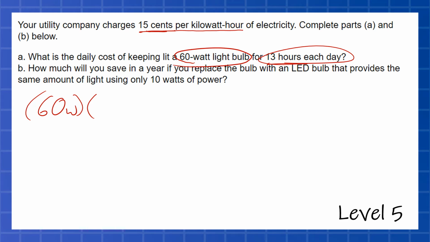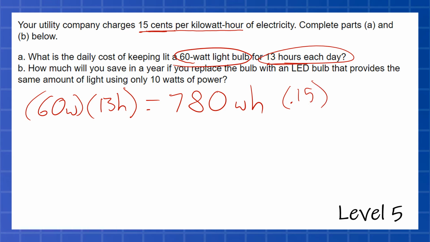So I do 60 watts times 13 hours, and I end up with 780 watt hours. Okay. They told me that they're going to charge me 15 cents per kilowatt hour. So if I multiply that by 0.15 per kilowatt hour, you'll notice that it actually doesn't cancel out because we have watt hours on the top and kilowatt hours on the bottom. So we need to kind of do some math here, okay?